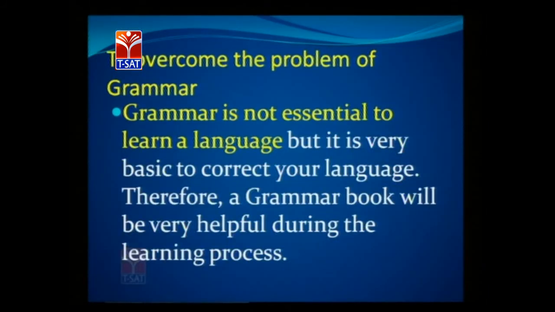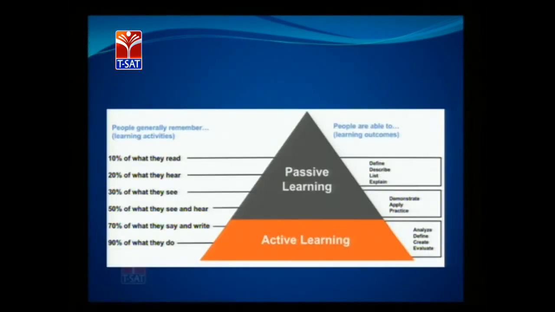And problem of grammar is a very big area, and it is not essential to learn grammar, but our textbooks say it is not essential to learn a language's grammar in a discrete form or isolated, but it is very basic to correct our language. Therefore a grammar book will help us to overcome this problem. Now see, there is passive learning and active learning. Percentage is there, 70 to 90% is there for active learning, and for passive learning 10 to 50% is there. The chart gives us so.